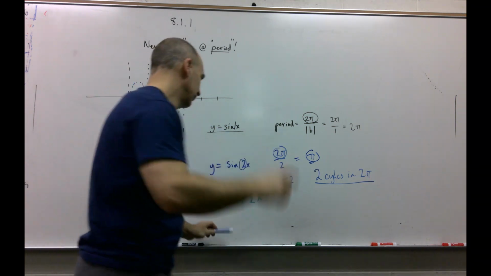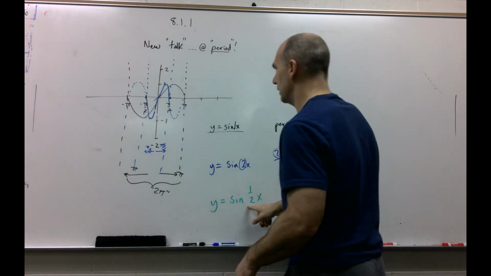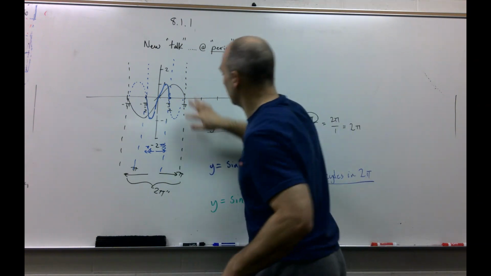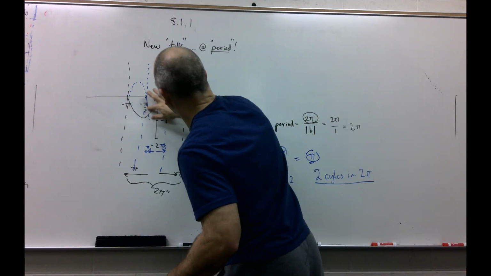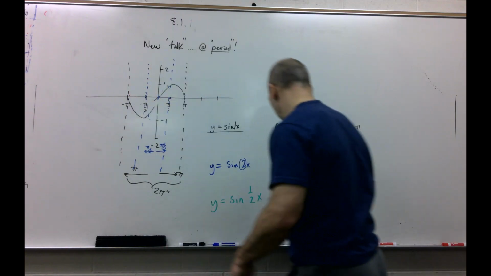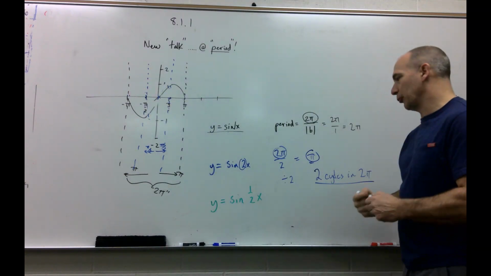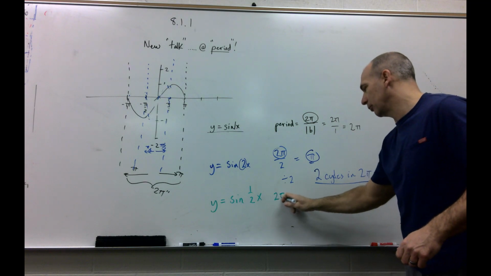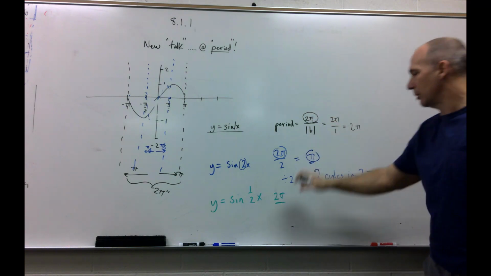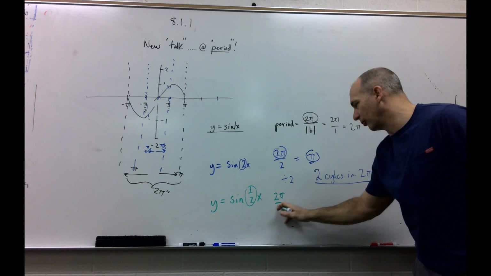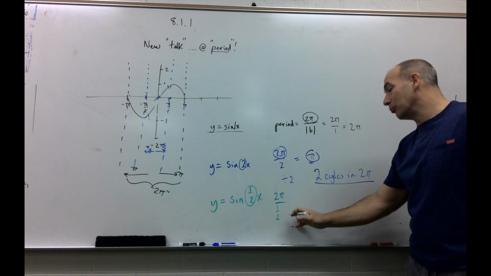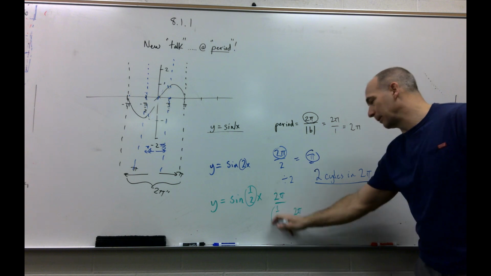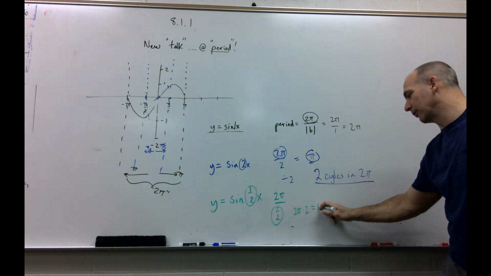Now, let's try to focus on this green one. Let me get rid of this blue. I think that's just going to confuse us a little bit. I'll keep it there. All right. So let's focus on this green. So what's the formula? 2 pi from that, all of the absolute value of that, which is just 1/2. Now what happens when you divide by a fraction? Well, you multiply it by the reciprocal. So that's times 2, which is 4 pi.